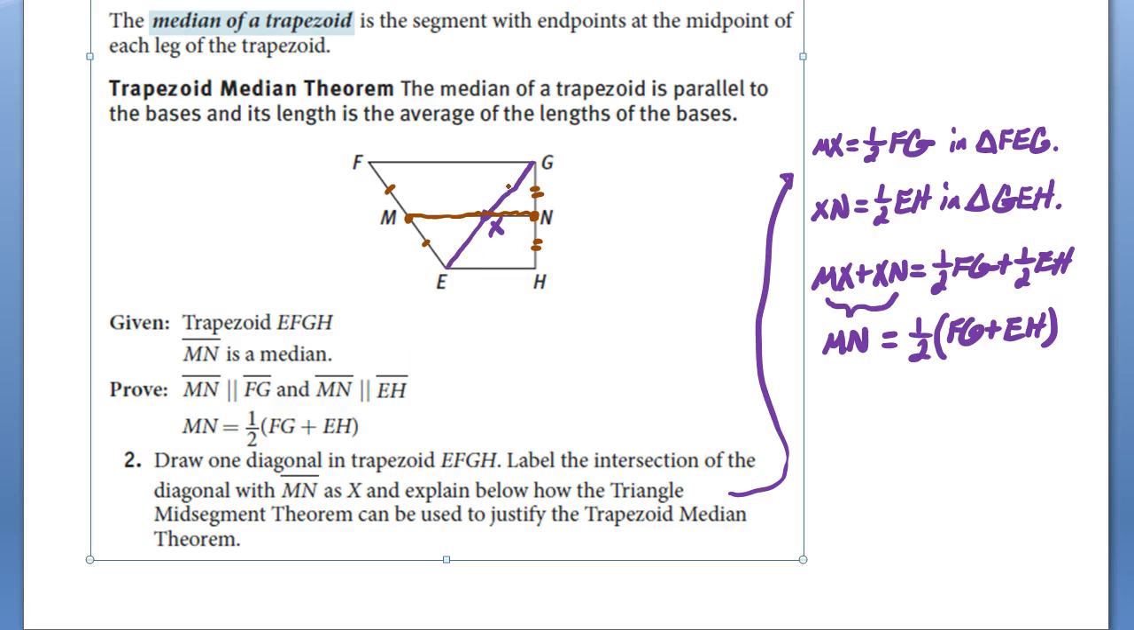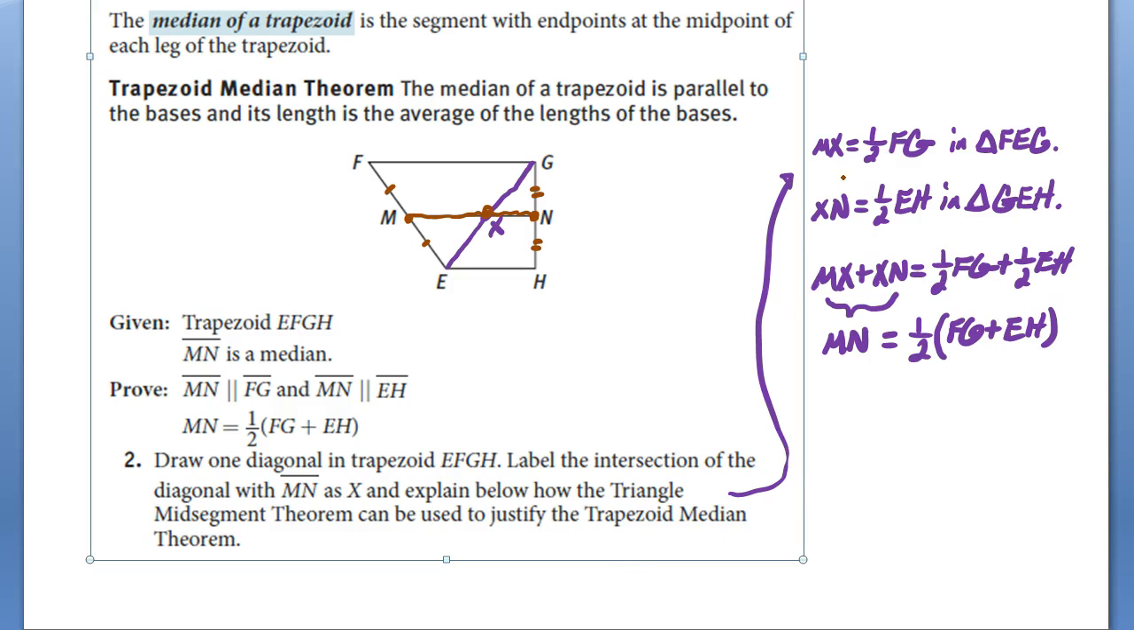I did that in purple. I could have drawn the diagonal from F to H. I chose to draw the one from E to G. And it says label this point right here X. Explain how the triangle midsegment theorem can be used to justify the trapezoid median theorem.